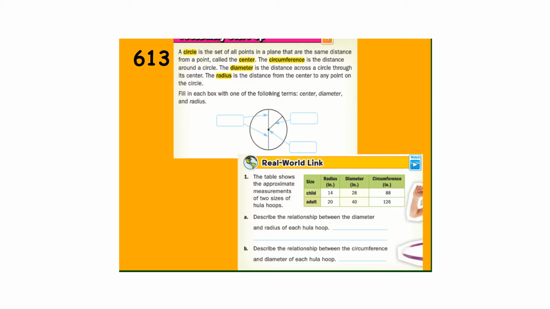The diameter is the measurement through the circle, through the center, across from side to side. And the radius is halfway from the center. It's from the center to the edge of the circle. So fill in the box with the following terms: center, diameter, and radius. Go ahead and do that quick. Pause if you need to. Okay, there I put the terms on the chart for you.